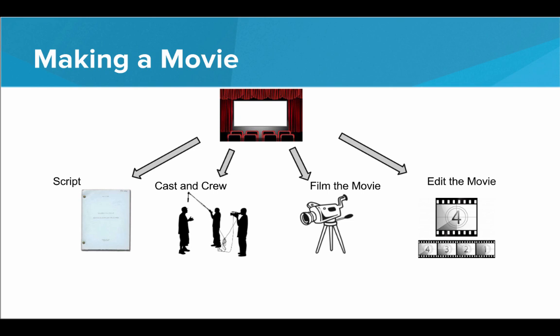That's a big task. Like, where do you even start making a movie? There's so many things to do. Well, we can break it down into several separate tasks. We need to write a script. We need to hire a cast and crew. We need to film the movie. We need to edit the movie.